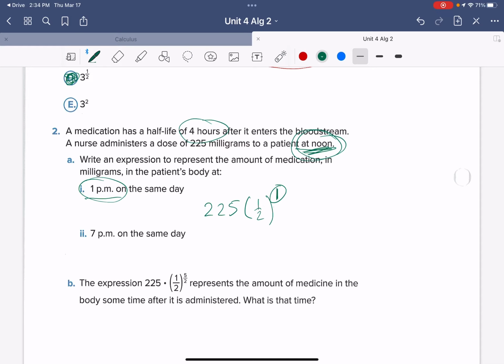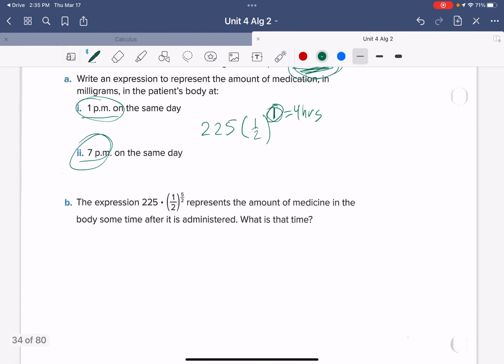And then this one here is 7 hours later. So it's going to be a different fraction than 1. So 1 means 4 hours. So 1 hour would just be like 1/4, right, of the time. And then the trick, and then the 7, so we need an exponent for that.